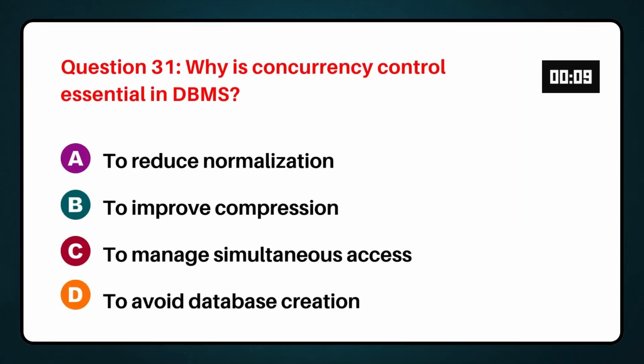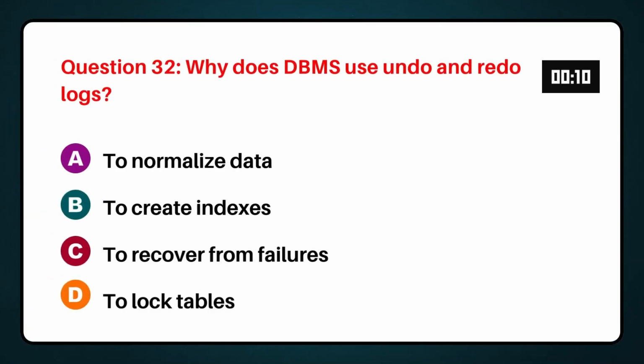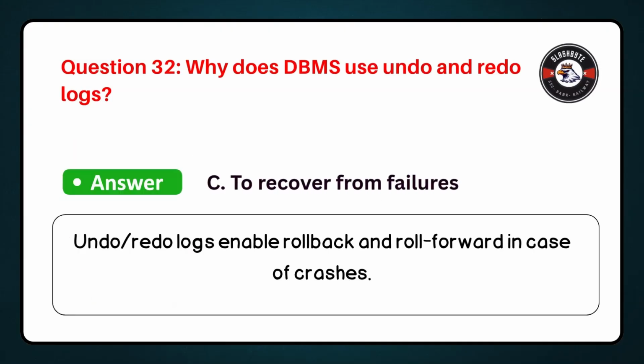Question 31. Why is concurrency control essential in DBMS? Correct answer, C. To manage simultaneous access. Question 32. Why does DBMS use undo and redo logs? Correct answer, C. To recover from failures.